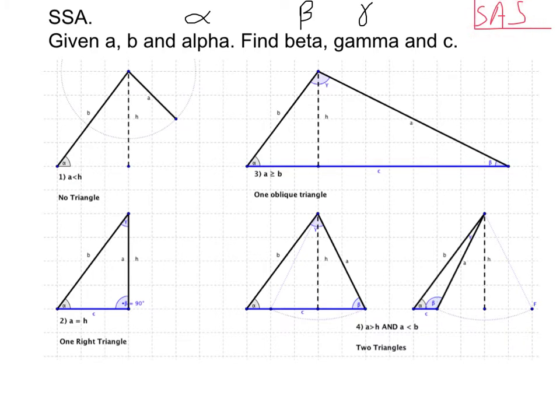Only one possible triangle. So we notice in each of these pictures where we're given A, B, and alpha, alpha is not the angle between A and B. Alpha is over here in the corner by itself. And so the four options are no triangle, one oblique triangle, one right triangle, or two triangles.